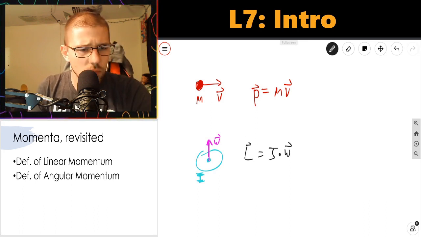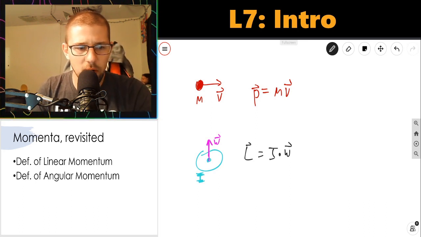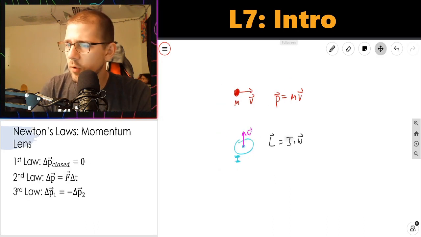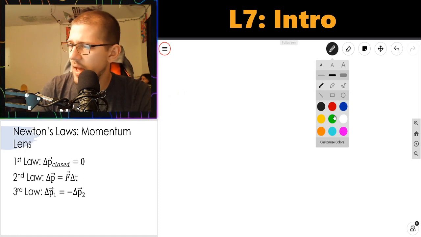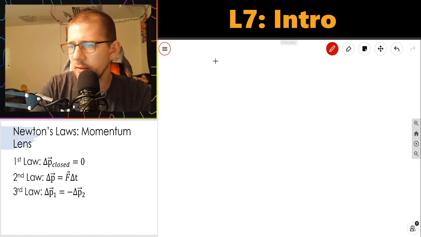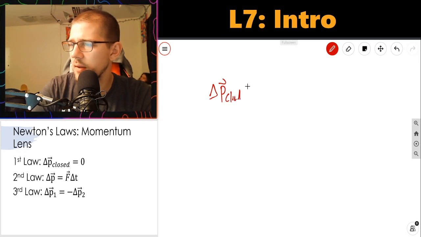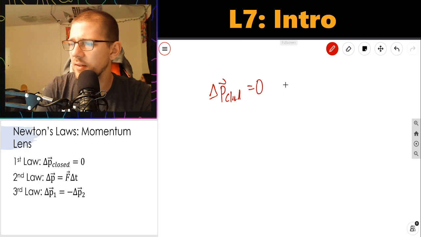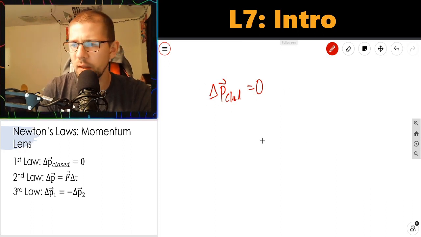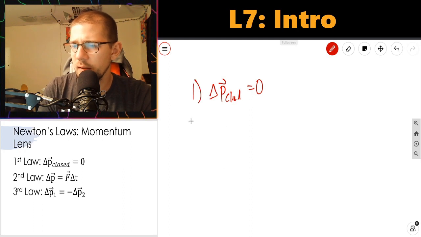Okay, so Newton's laws, we've seen them before. So we've seen them before in the form of these three equations. So we've seen them as a statement of conservation of momentum. The change in momentum of a closed system is 0. So if there are no net external forces acting on a system, then its total momentum will not change as a function of time. That's the first law.